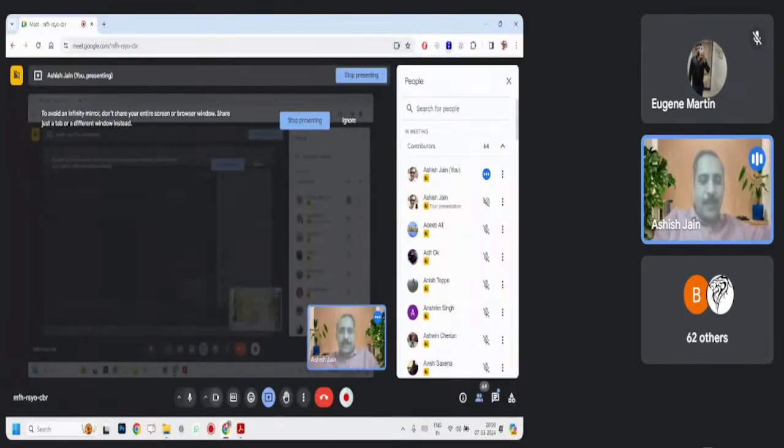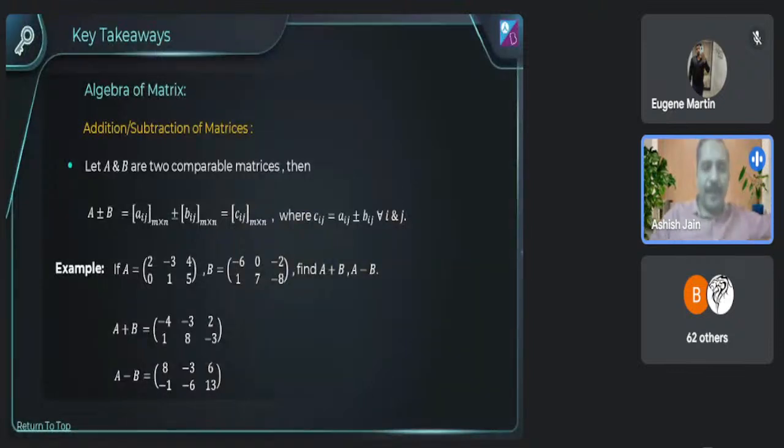ठीक है ना? Since the dimension is same, we can find the value of A minus B. Here A minus B is equal to 2 minus of 6, that means 2 plus 6, which is 8. Minus of 3 minus of 0, the answer is minus 3. Minus of 4 minus of 2, तो ये हो गया 4 plus 2, 6. 0 minus of 1, my answer is minus 1. 1 minus of 7, it is minus of 6.